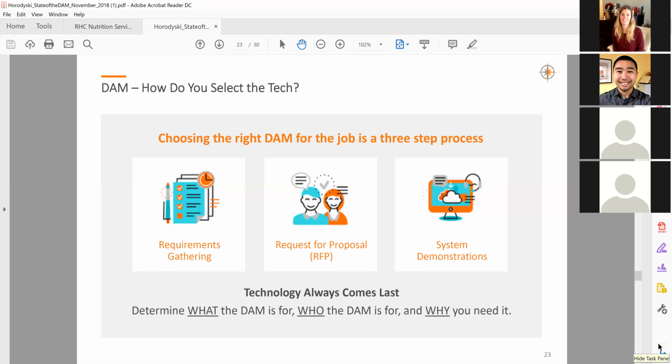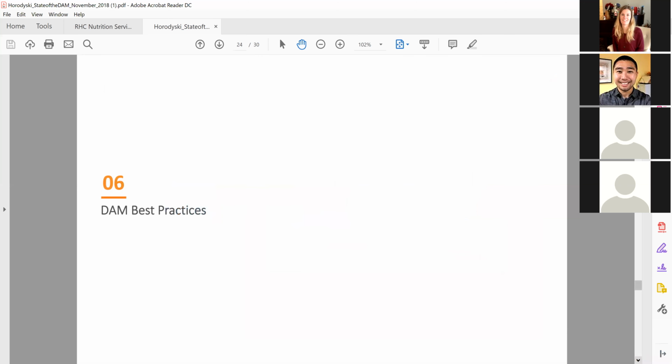My closing thought on this is obviously determine what the DAM is for, who it is for, and then again, why you need it. And if you can do those 3 good steps, you're going to have a good looking process to get you your DAM.